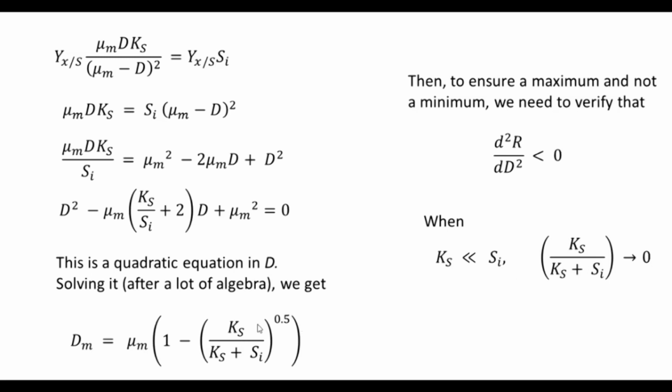If you see here, in this case Ks is much less than Si, so I can replace Ks plus Si with Si. Again, if you consider the numerator by denominator, Ks is much less than Si. In other words, the denominator is much larger than the numerator. Therefore, this term is tending to 0. That's what is meant here: Ks by Ks plus Si is 0. And therefore, when this term goes to 0, Dm is approximately equal to mu m, or it is approaching mu m here.